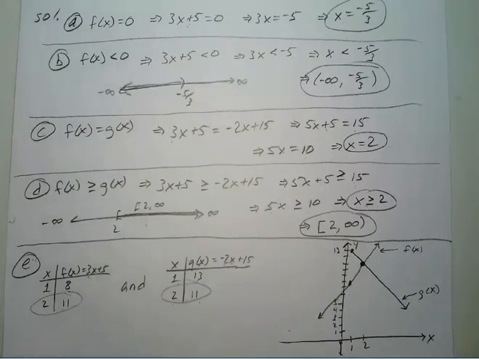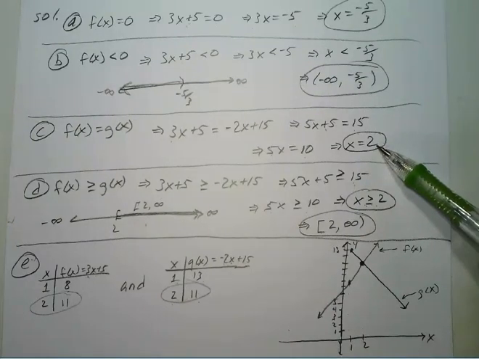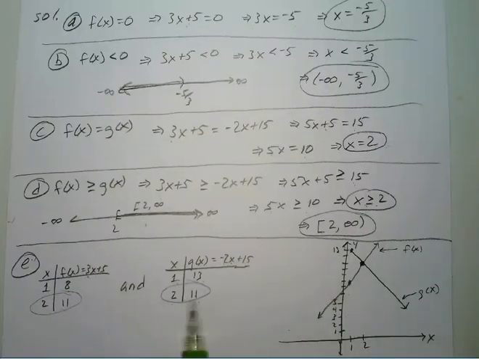Okay. So again, just from up here, we knew that if we plugged in 2 for f of x and 2 for g of x, that it would give us the same y value, which is 11. Okay. So we know that they cross at the point 2, 11.